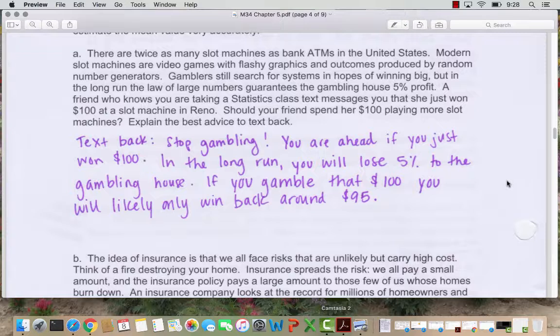So I say the best advice to text back is to tell your friend to stop gambling. You are ahead if you just won $100. In the long run, you will lose 5% to the gambling house. If you gamble that $100, you will likely only win back around $95, right? That's a 5% loss.